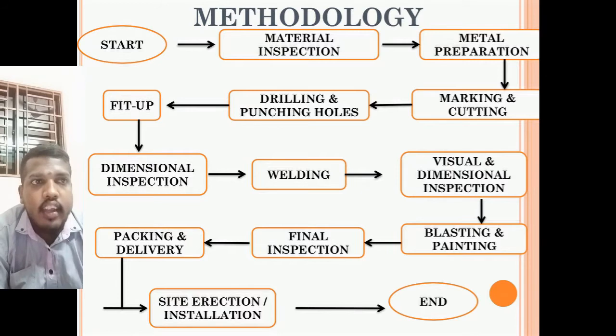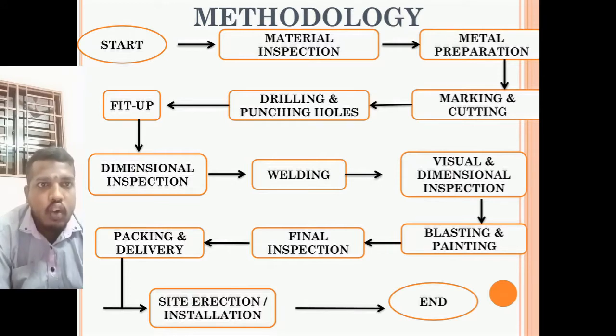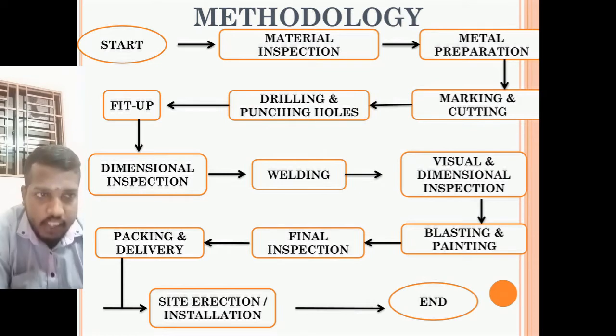First one is start, go to material inspection. Now metal preparation. After metal preparation it goes to marking and cutting, drilling and punching holes, and now go to fit up. After that, go to dimensional inspection, doing welding, and now go to visual and dimensional inspection. And now go to blasting and painting, and go to the final inspection, packing and delivery, and site erection installation. I would like to explain about the metal preparation.